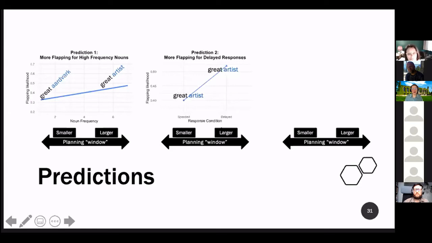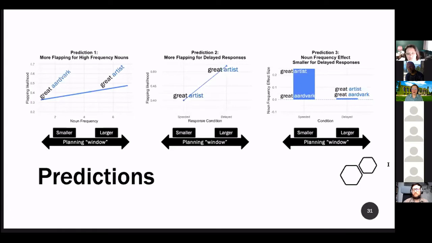speeded condition, they'll be less likely to flap because they'll be more pressured to plan incrementally and use smaller planning windows. And then finally, the last prediction concerns the difference in the size of the noun frequency effect in the 2 conditions. So here on the x-axis, we have, again, the speeded condition on the left and the delayed condition on the right. But now what we have on the y-axis is the size of the noun frequency effect. So the slope of this line from this graph here.